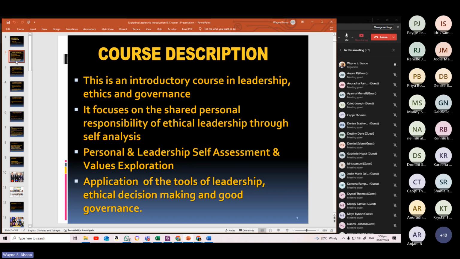All right, so the first thing, we're taking this from the course description. This is from the course outline itself: this course is an introductory course in leadership, ethics, and governance. It is not meant to be a massive piece of work in terms of leadership studies, because you could do an entire degree and a master's in this area.